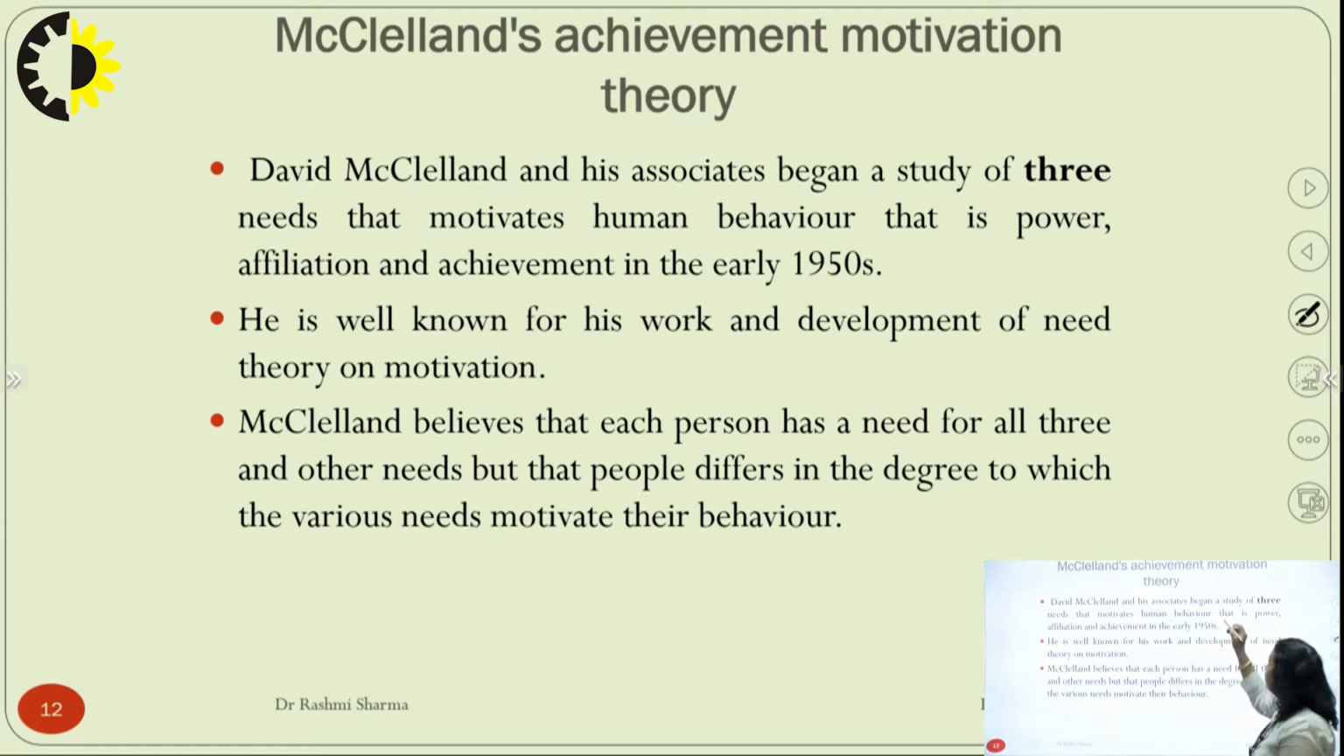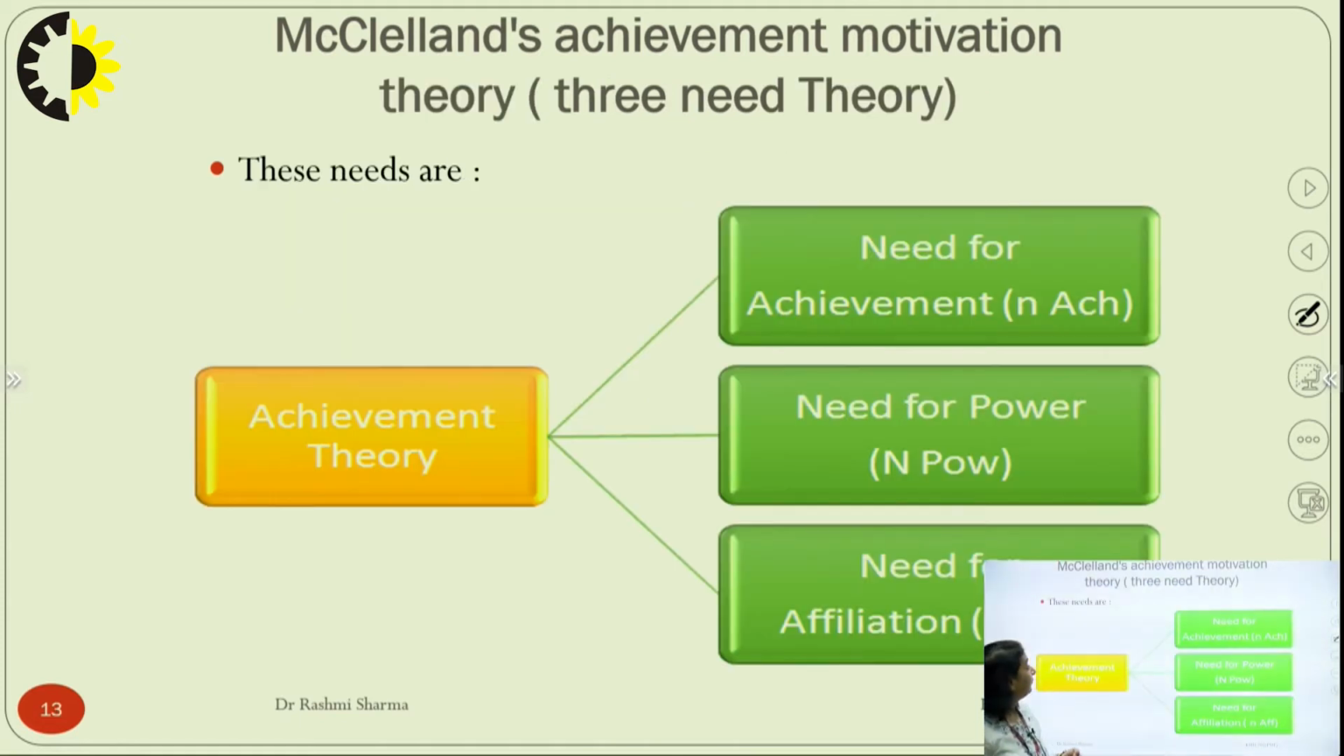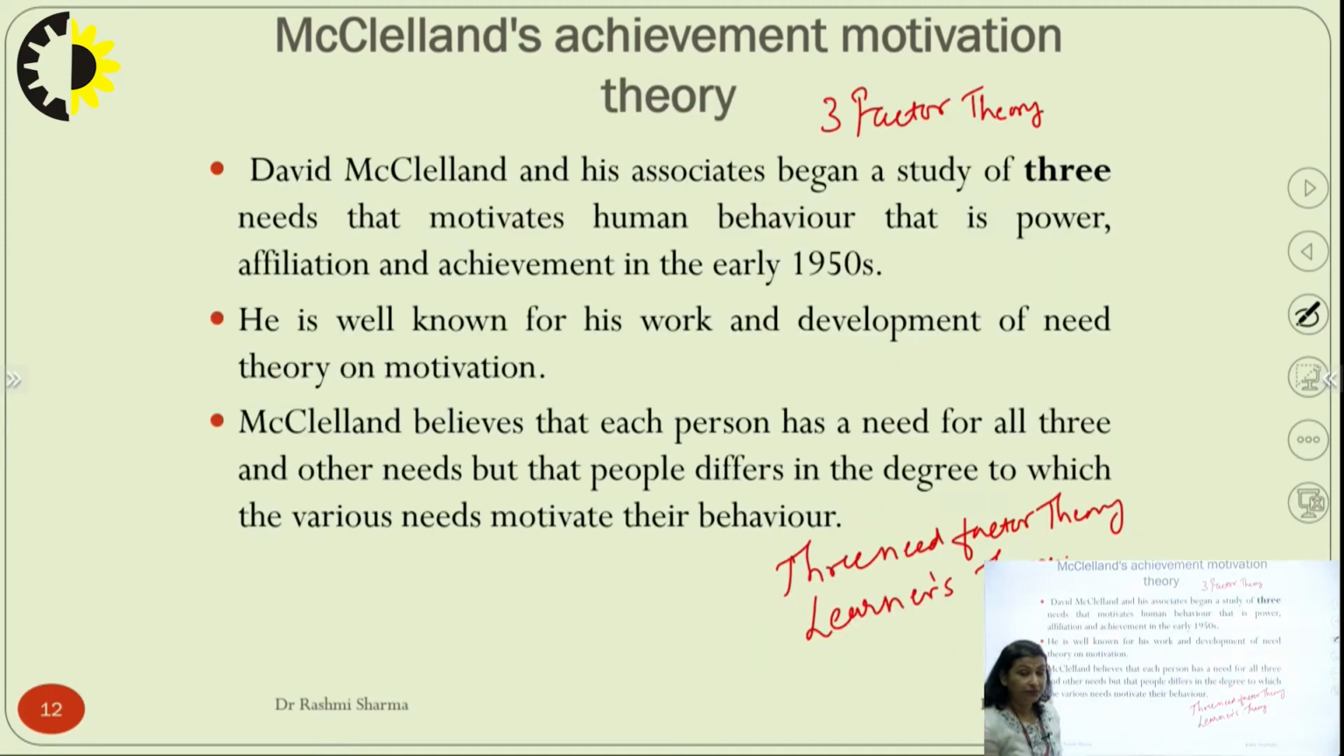So this was the base for the next theory, called the McClelland achievement motivation theory. This theory is also called the three-factor theory, or the three-need factor theory, or learner's theory. There are different names. McClelland's theory is a very famous theory which was given in 1961 in one of the books written by David McClelland.